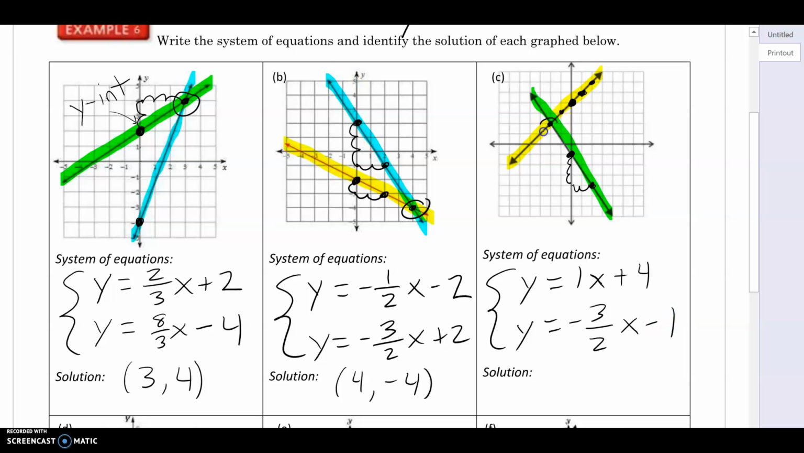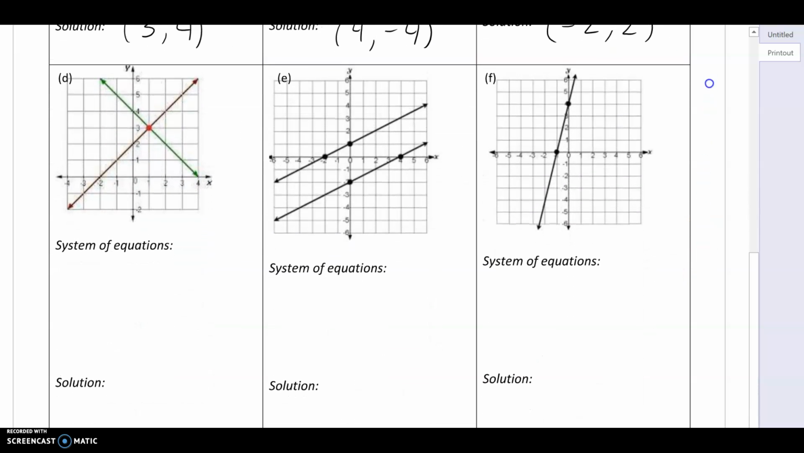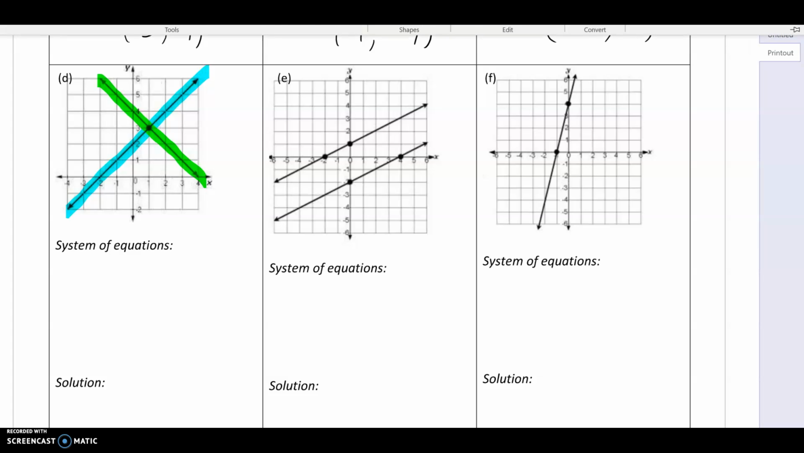The solution is where they're crossing. So I have to count now. I'm at negative 2, up 2. So my solution is negative 2 comma 2. A couple more examples that we'll take a look at, and then you can try the practice problems. So remember your steps. Identify the y-intercept, identify the slope, write the equations, and then find that point of intersection.